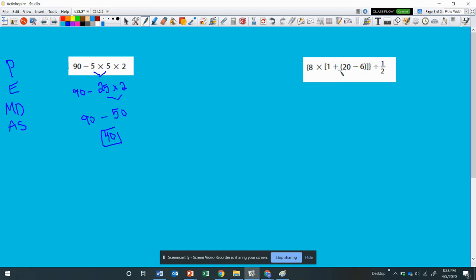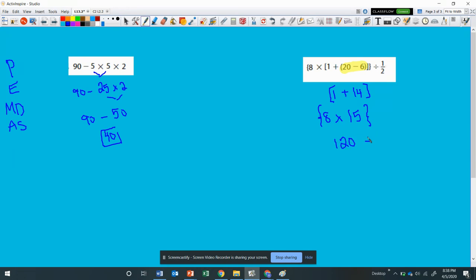Okay, on this one, I've got brackets, parentheses, and braces. Wow. Okay, so I'm going to start with the innermost set. So I'm going to start right here. I have to go to the very inside. 20 minus 6 is 14. Then I've got a plus 1 in brackets. 14 plus 1 is 15. And then I've got a times 8 in braces. And 15 times 8 is 120.